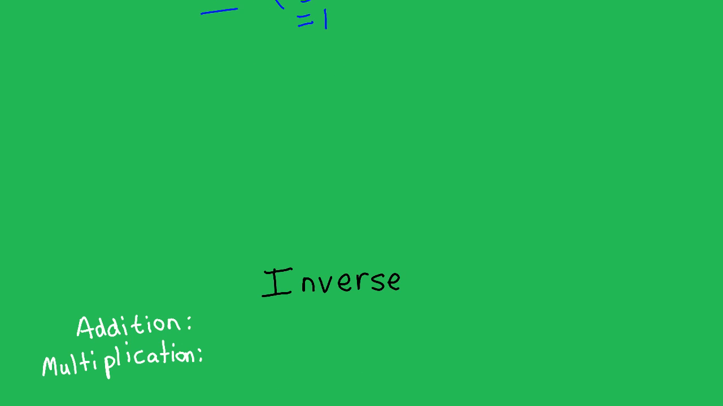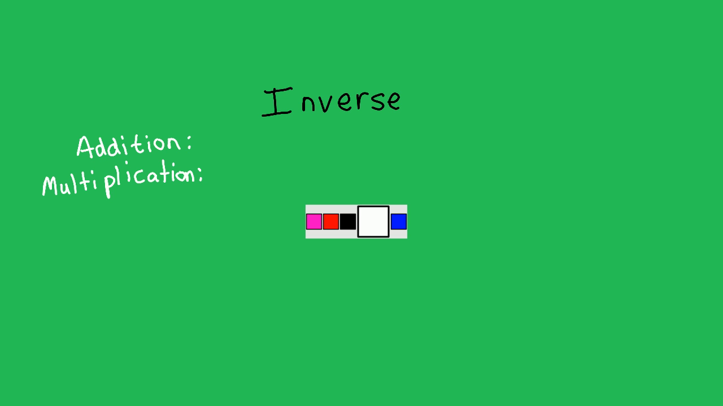Alright, so our last property is the inverse property. For addition, the inverse property tells us that the numbers a and negative a are additive inverses because their sum is equal to 0. So a plus negative a equals 0. So when you add a number and its opposite, you'll get 0. So 5 plus negative 5 equals 0.